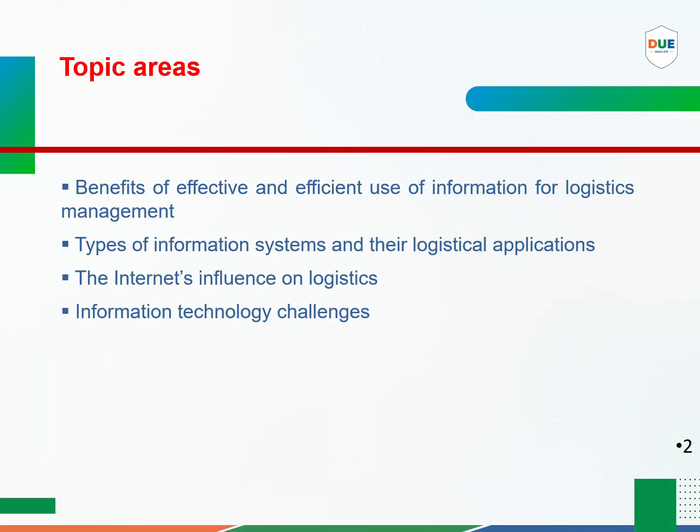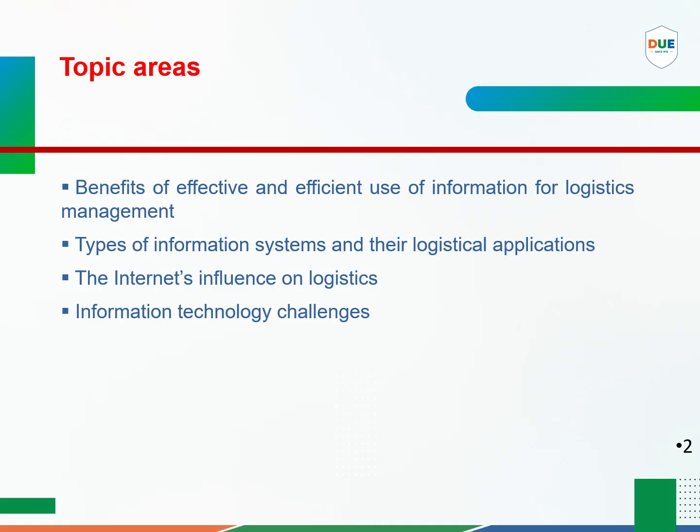This slide lists the 4 main topic areas for our chapter. The first topic is the benefits of using information effectively and efficiently in logistics management. We will look at why better information can reduce uncertainty, cut costs, and improve customer service across the supply chain.